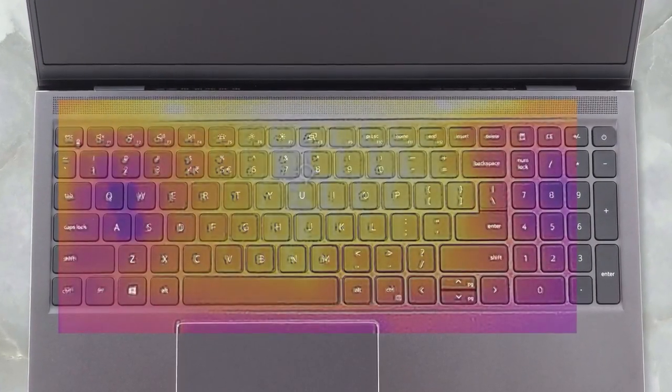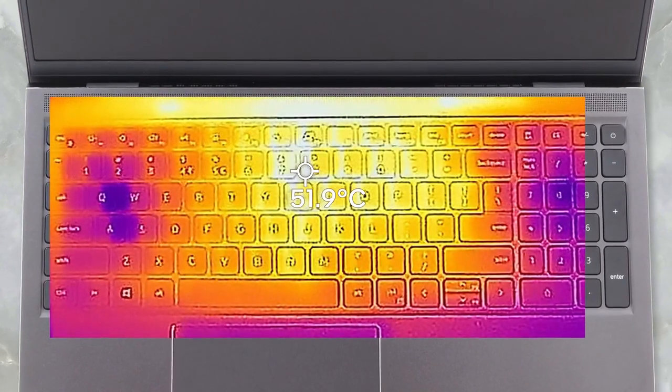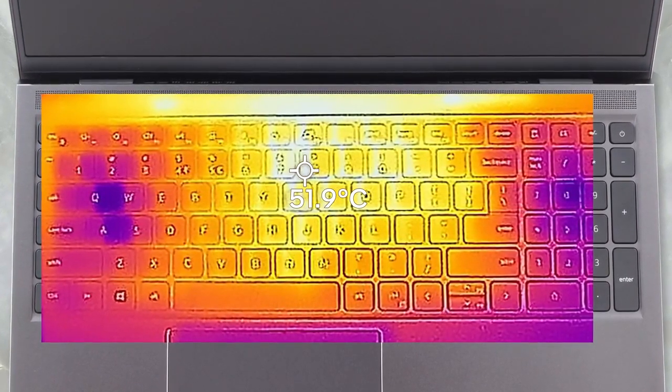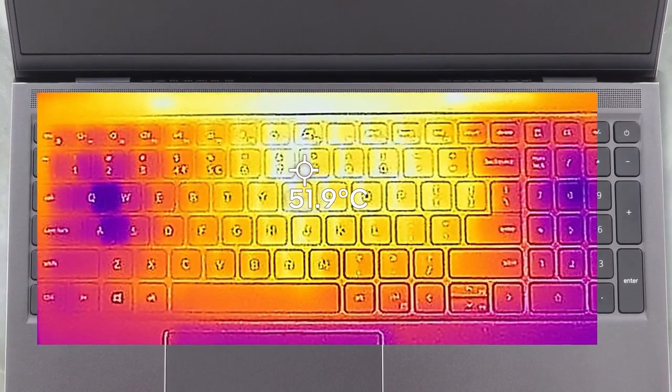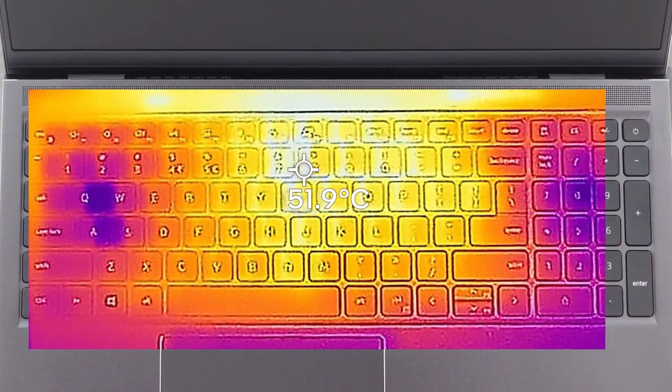Unfortunately, the thin chassis can't cope well with the load during gaming. First of all, the fans are really noisy, but what is more concerning is the temperature of the keyboard. It exceeds 50 degrees Celsius, which is not ideal for your fingers. It is better if you want to warm up your lunch, though.